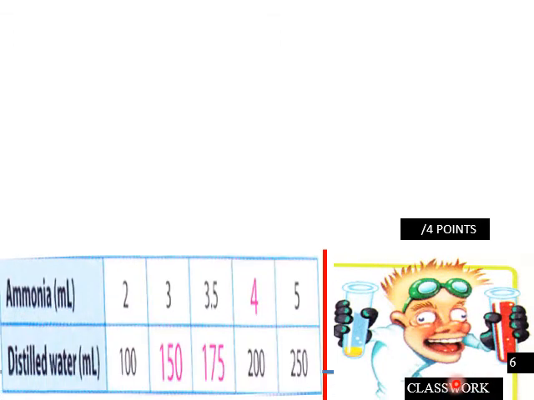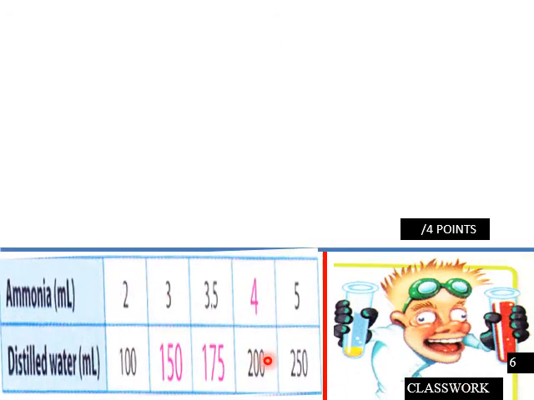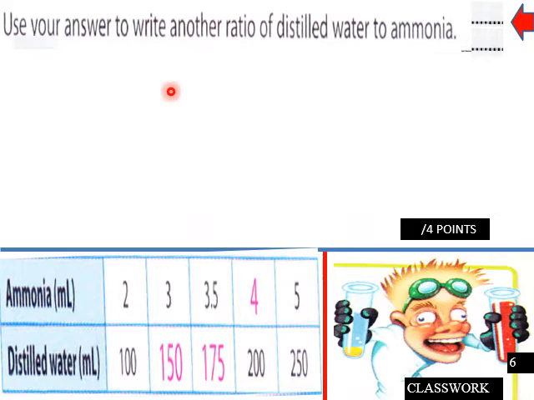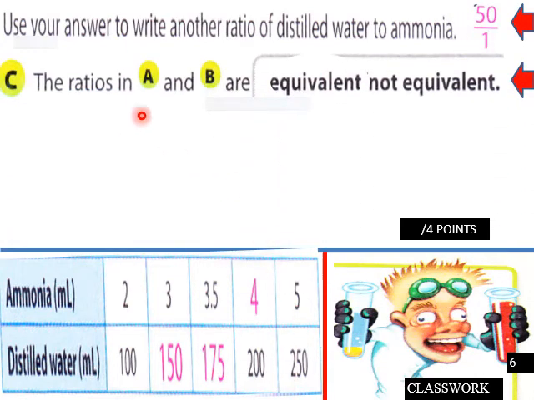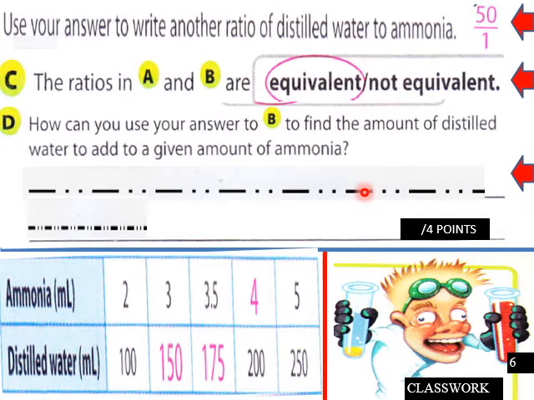Page 6 of classwork. Here's our table that we used. Use your answer to write another ratio of distilled water to ammonia. Then we're going to use a fraction here, 50 over 1. The ratios in A and B are equivalent or not equivalent? They're equivalent, aren't they? So 50 to 1 and 50 over 1, they are equivalent.